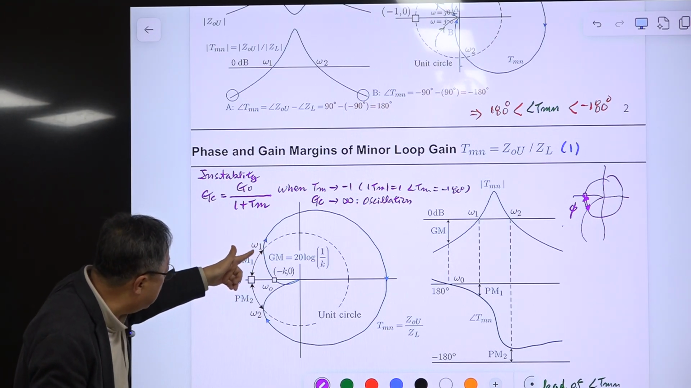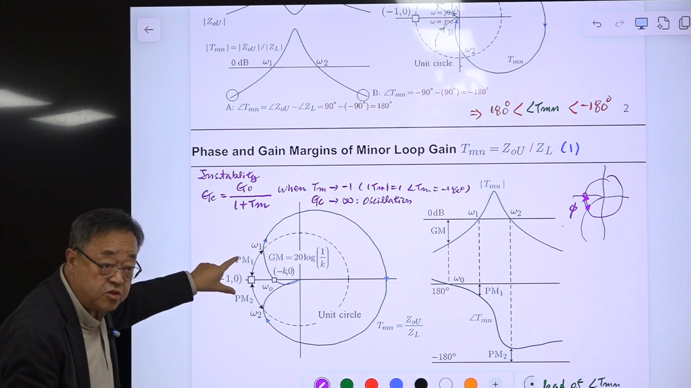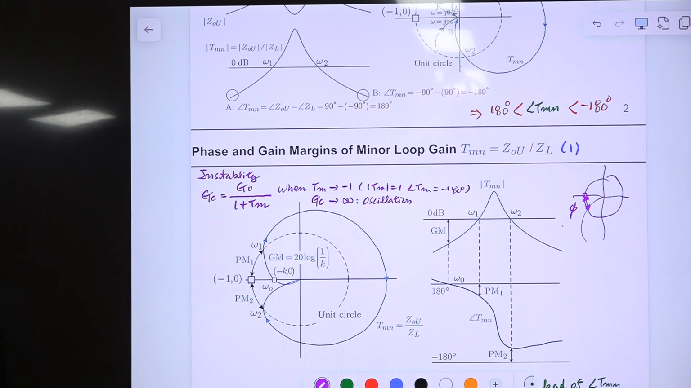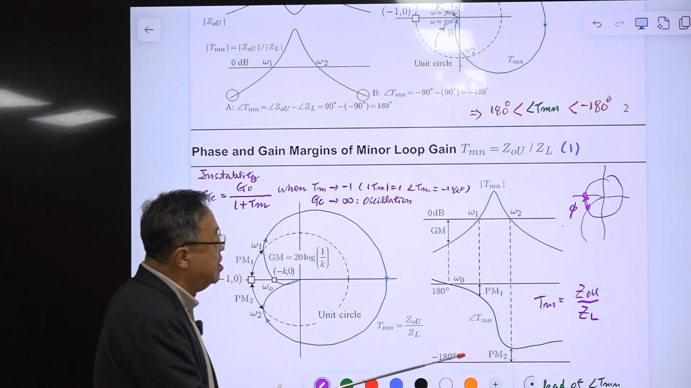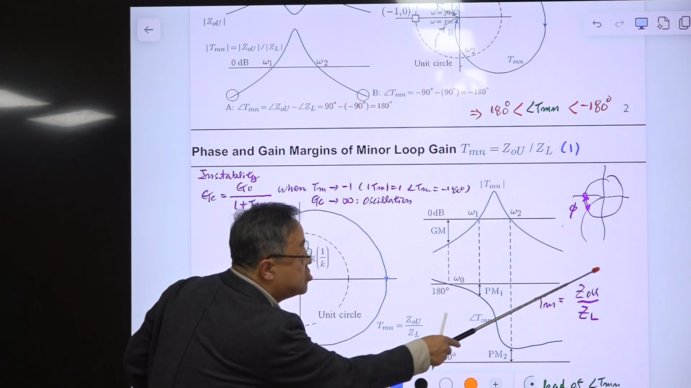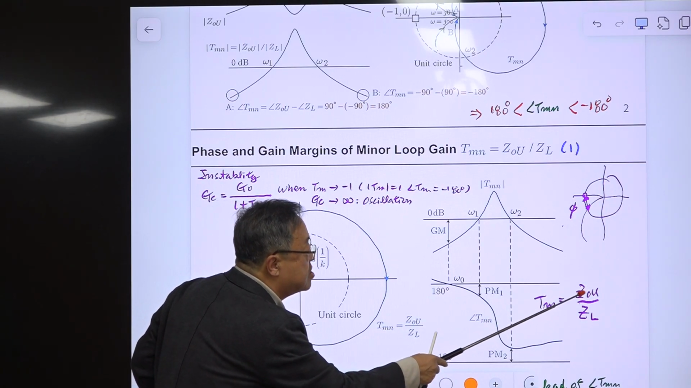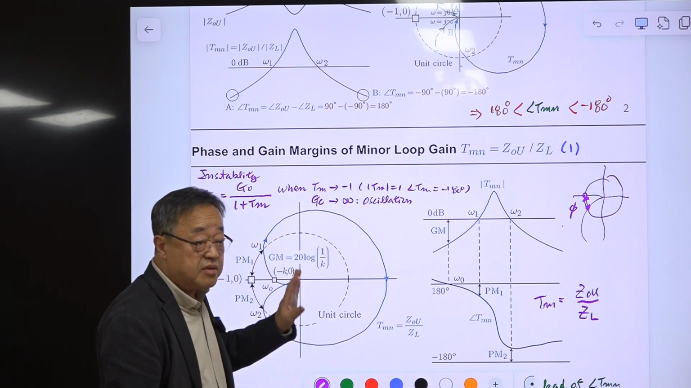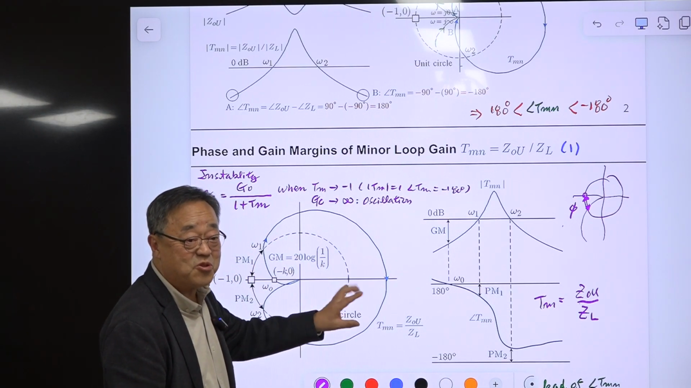This is the phase advance. Due to the phase advance, this much. So Tm, GL, phase margin of 45 degrees. If a phase delay of 45 degrees is introduced in here, then the system becomes unstable. I don't know, you should think about this.